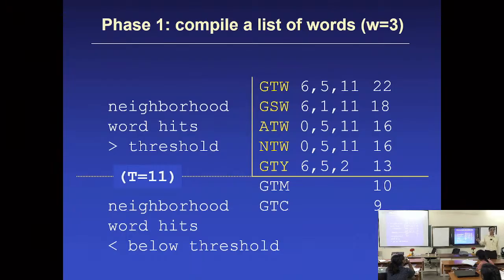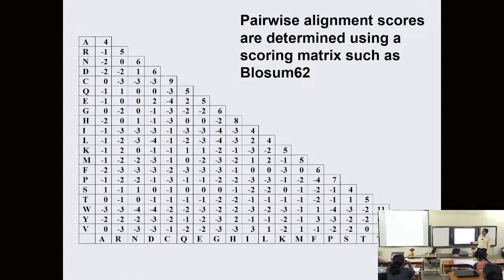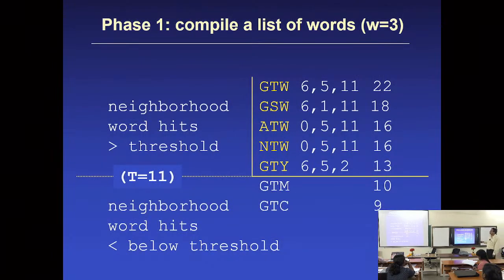So let's consider all words with one mutation. So GSW. So G to G is 6. TS is 1. So you can go here and see TS. So T and then S. Where is S? Here, 1, right? 1. So 6 plus 1 and W is 11, 18. ATW, so similarly you will do 16, NTW 16, GTY 13 and so on.